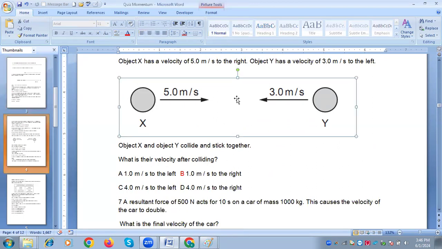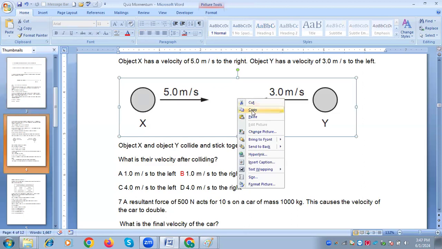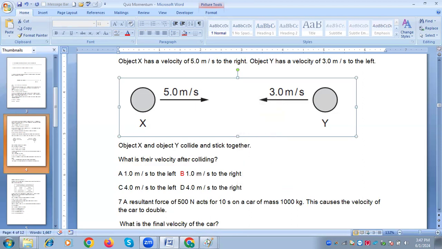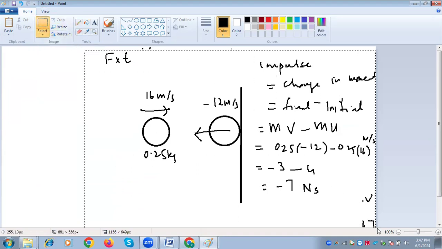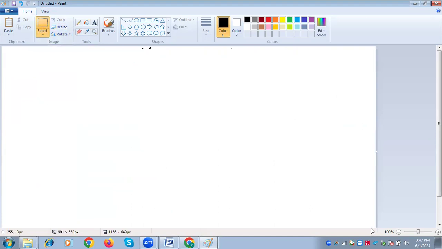We don't know this velocity. After collision, they stick together. It means they have a common velocity. Whether they will go towards right or towards left, we will find out after working it out. If the answer comes negative, it means towards left, as we will be taking left negative and right positive.